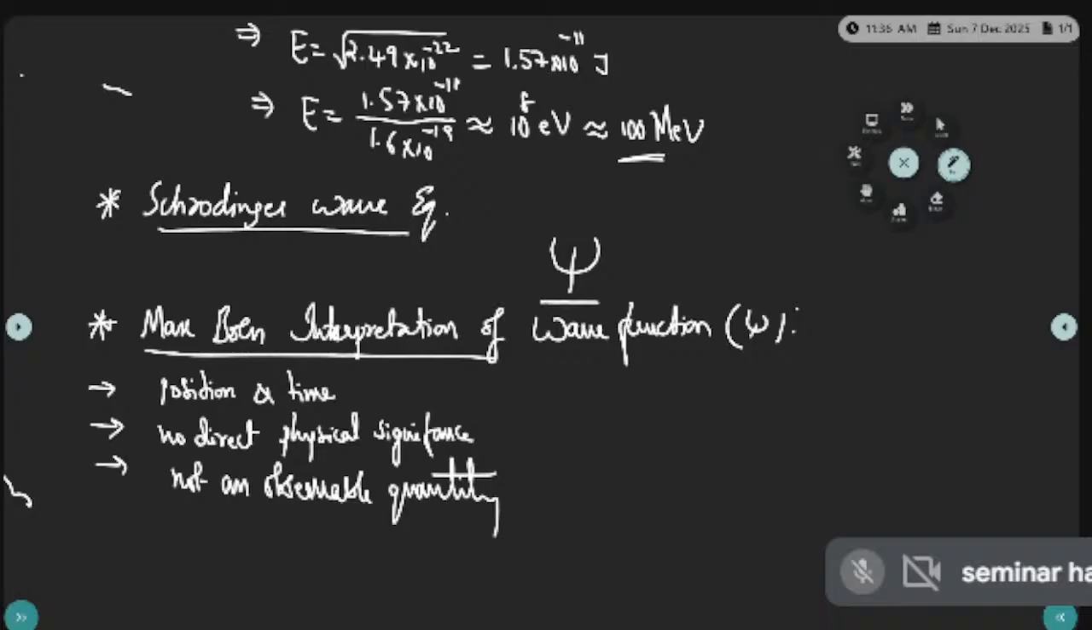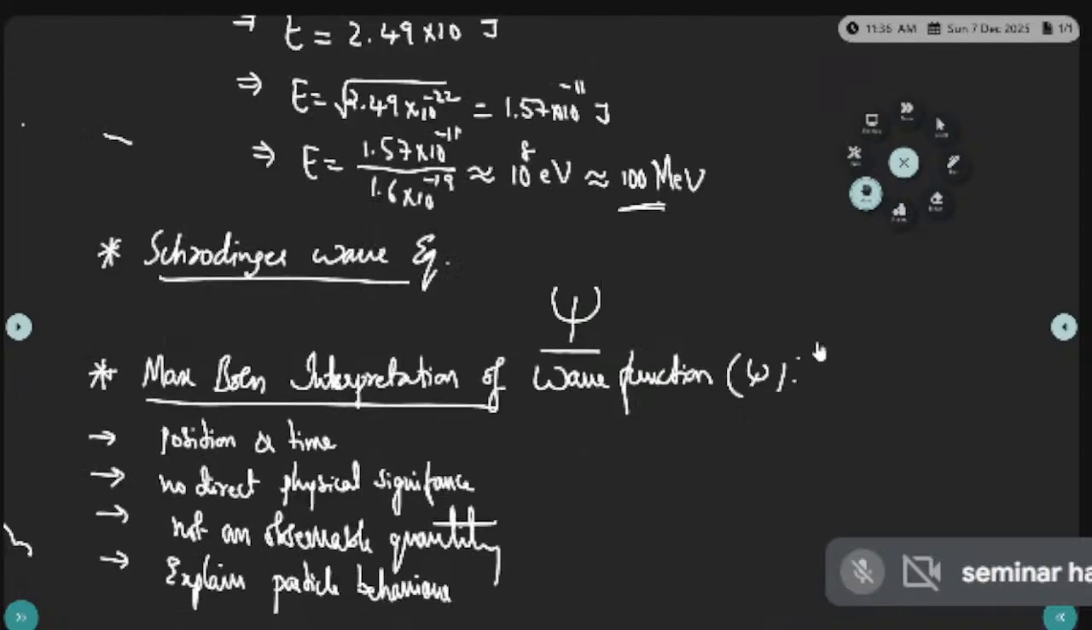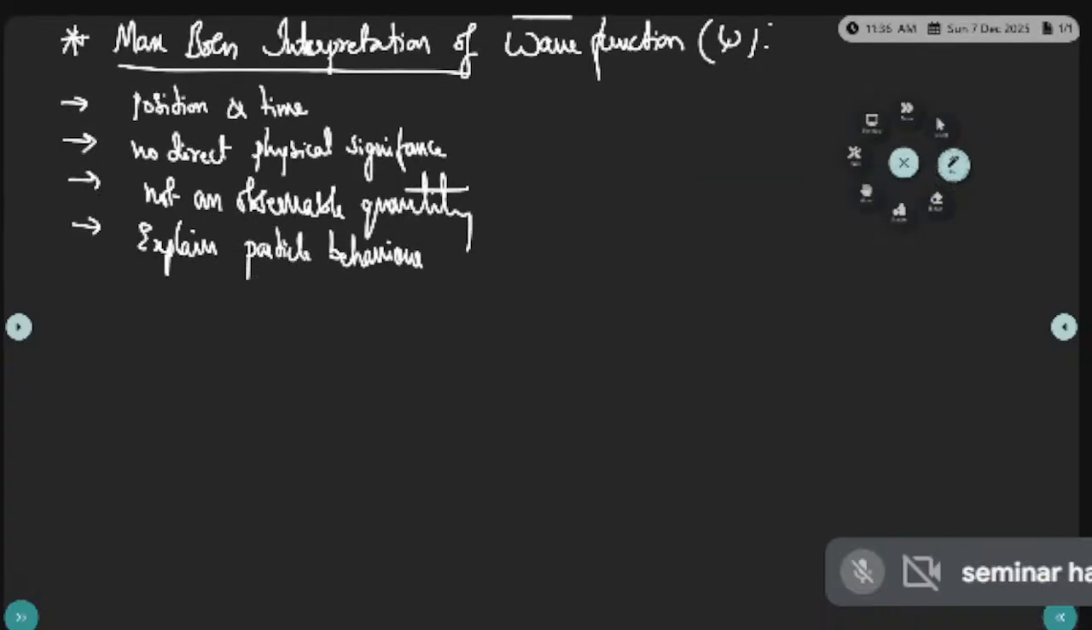It explains the particle's behavior. Which one? Psi. According to whom? Max Born. It explains the particle's behavior. The actual expression is psi equals A times exponential of i(omega t minus kx). Here A is the amplitude, t is time, x is position, omega is angular frequency, and k is the wave number.